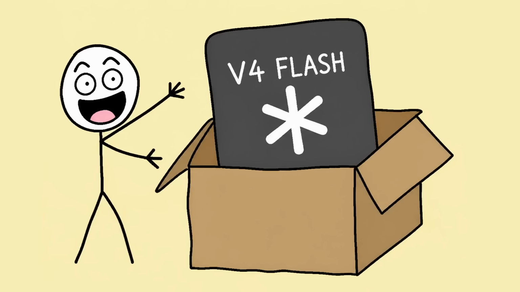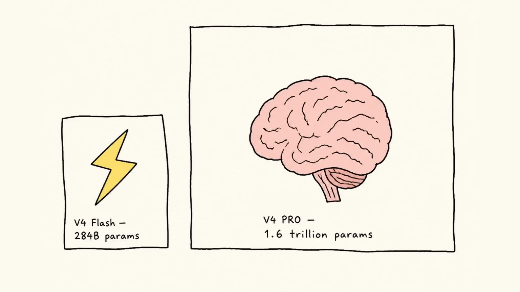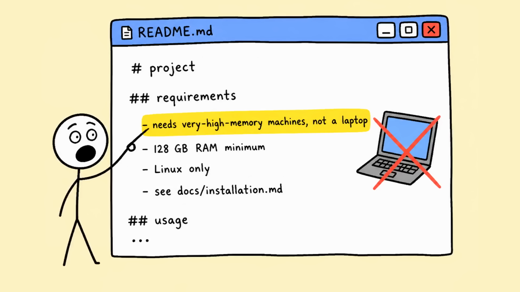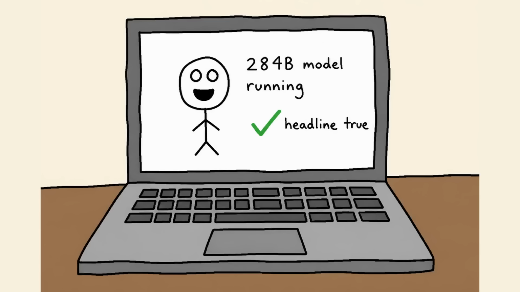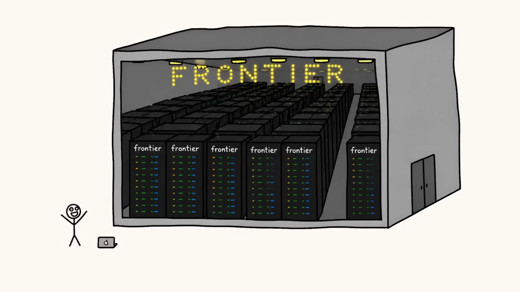And the biggest asterisk. This is the Flash model. DeepSeek's full model, V4 Pro, is 1.6 trillion parameters. And DS4's own README says it needs very high memory machines, not a laptop. So the headline's true, a 284 billion model runs on a MacBook, but going from a usable local model to actually replacing the cloud for everything, that's still a real distance. The frontier still lives in the data center.